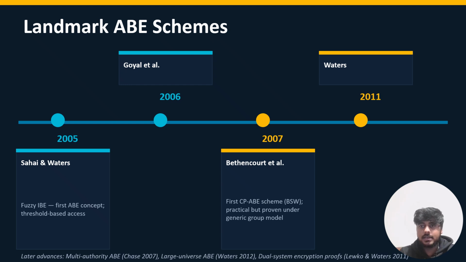The field has a clear lineage. Sahai and Waters introduced the concept in 2005 with Fuzzy IBE, and Goyal et al. formally defined KP-ABE in 2006. Bethencourt, Sahai, and Waters proposed the first practical CP-ABE scheme in 2007, and in 2011 Waters published the landmark scheme with standard model security using LSSS, which remains the most cited ABE construction today.